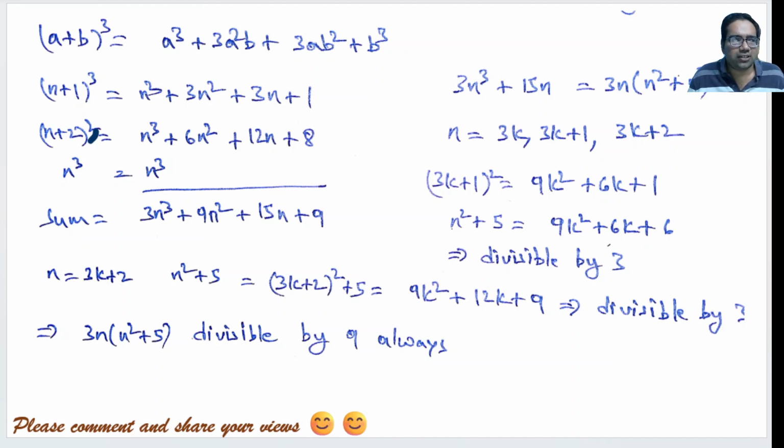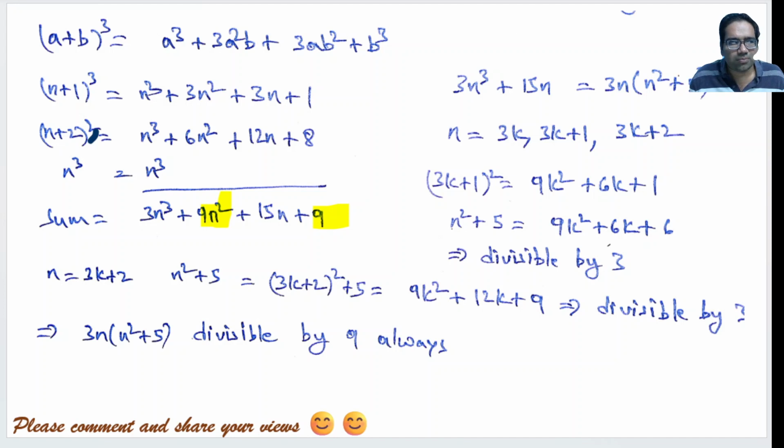Let us sum all three of these. We want the sum of all three to be divisible by 9, that is what we have to prove. Let us sum all of this and see if 9 is a factor of it. If we take 9 common, we get 3n cube plus 9n square plus 15n plus 9. Here this one is 9n square and this is 9.